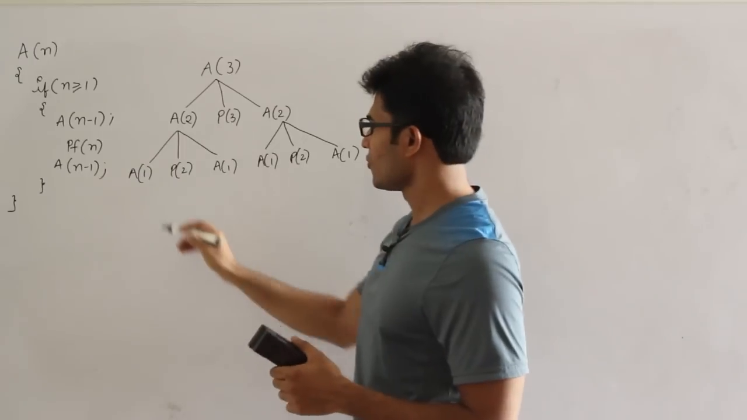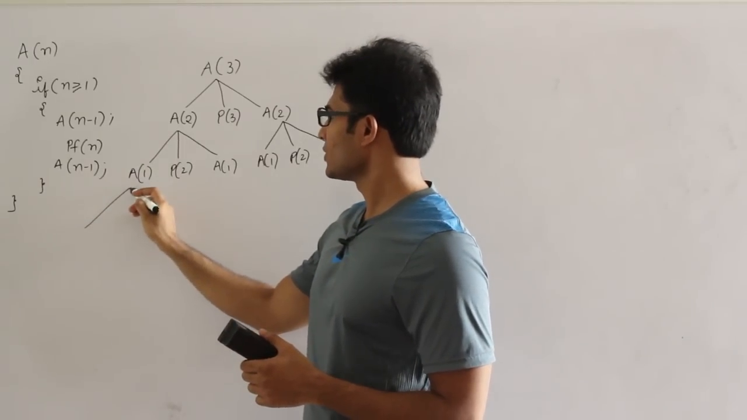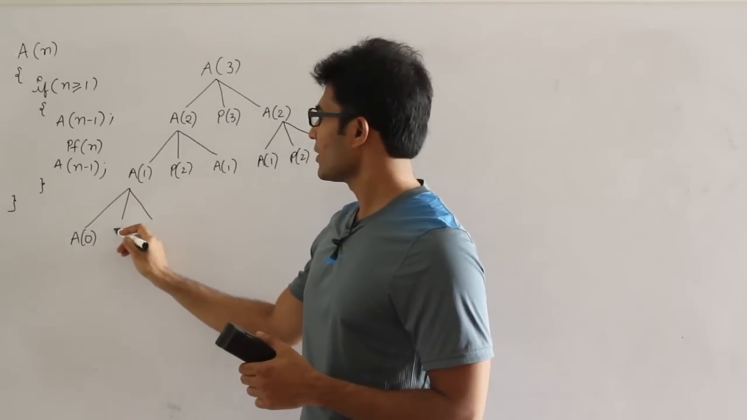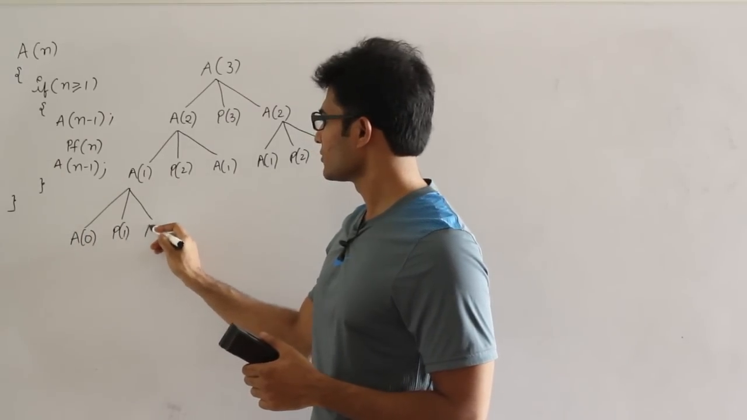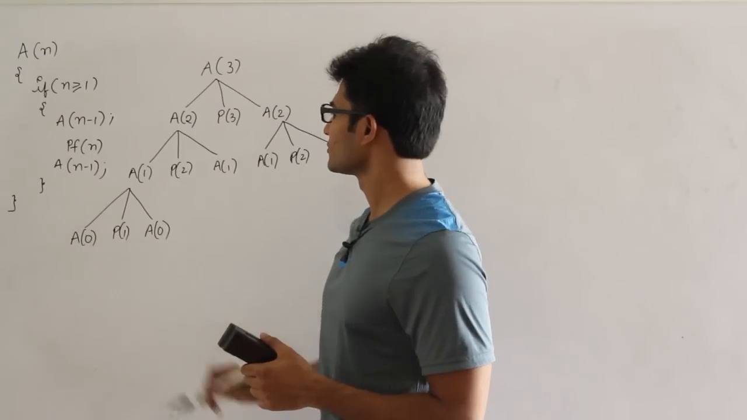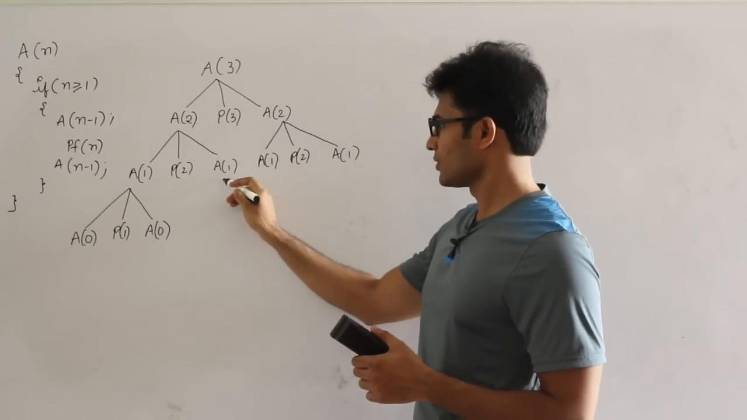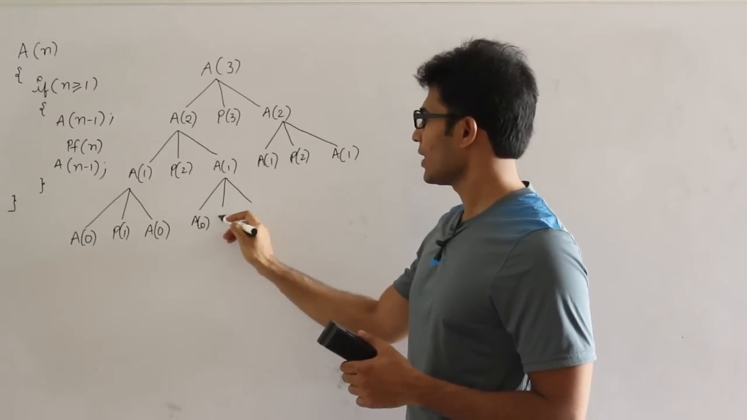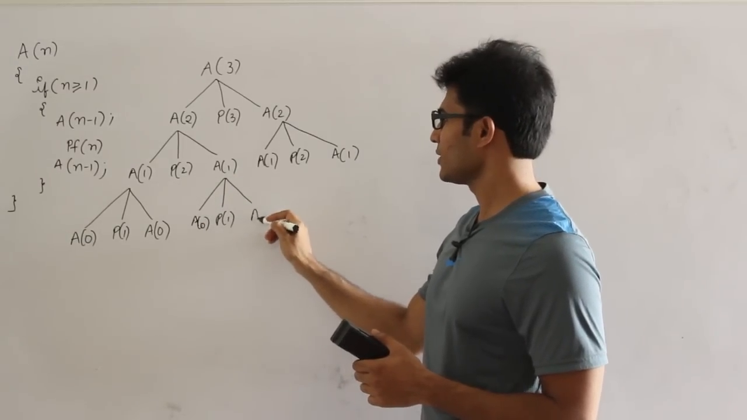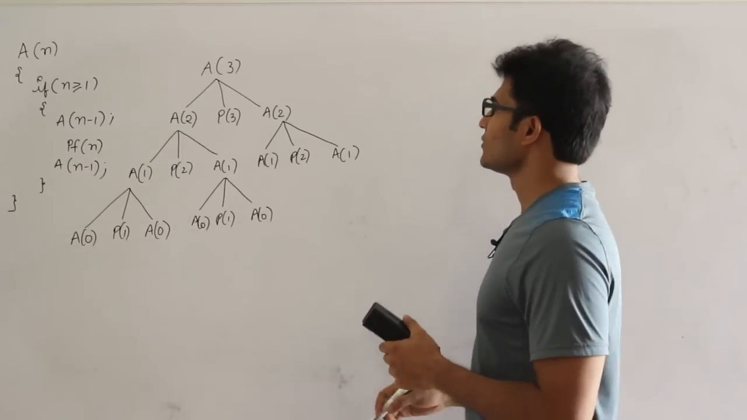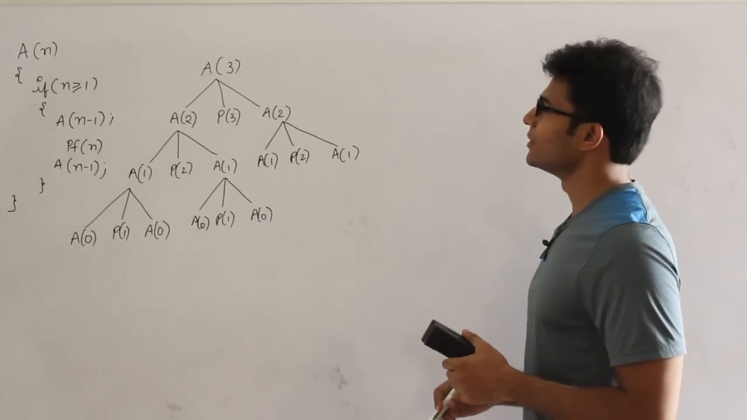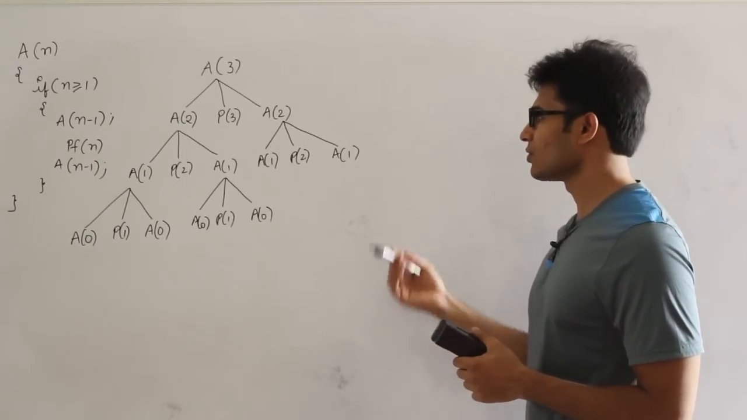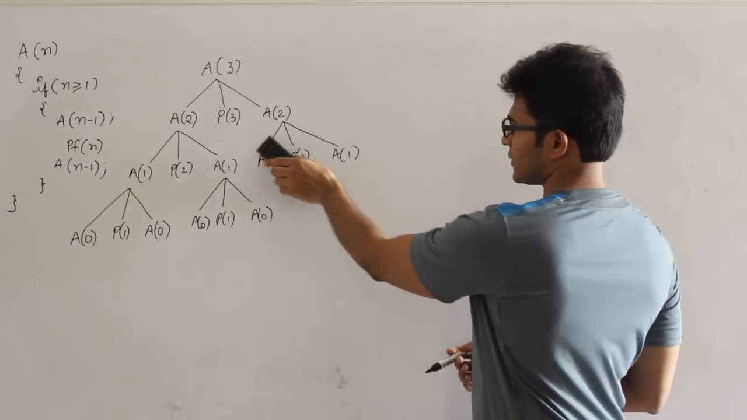And what about a of 1? A of 1 is going to call a of 0, and then printf 1 and a of 0. And what about this a of 1? It is going to call a of 0 and then printf 1 and then a of 0, right? I think this example is a bit bigger, so let me take it with a of 2 and I'll explain, then we can continue with this.